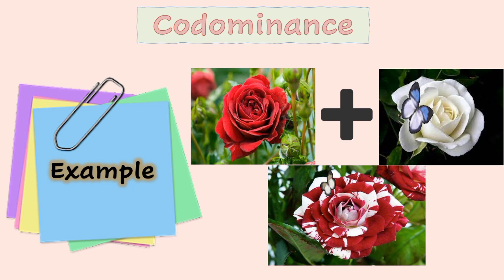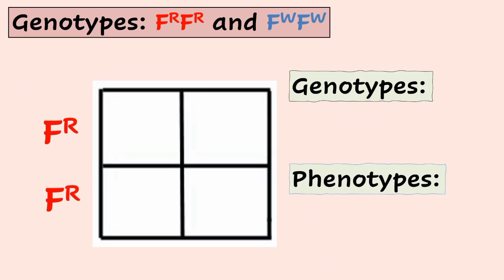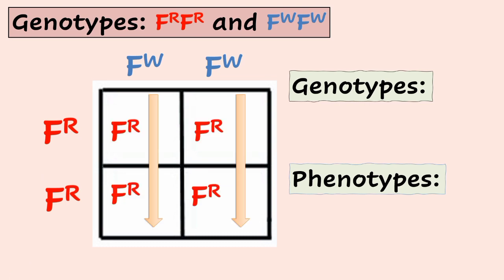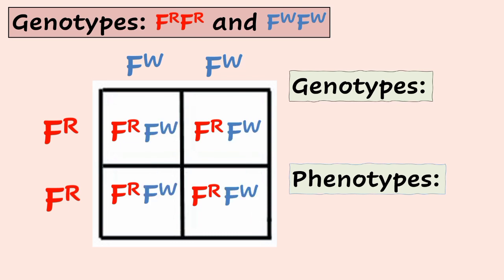Let us try to crossbreed the red and white flowers. So we are going to copy the FR here and the genotype FW here. All you have to do is drag the FR here, just like this one, and we have the FW here. Okay, since we already have our possible offspring for the white and red flower, let us find the genotypes of this one.